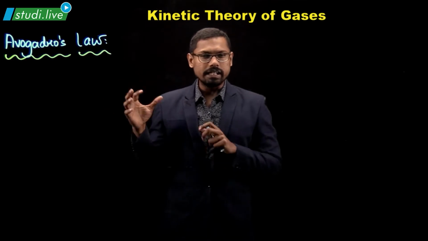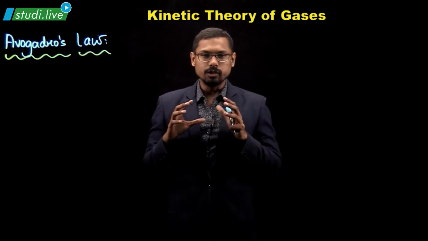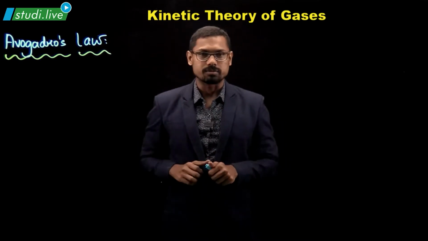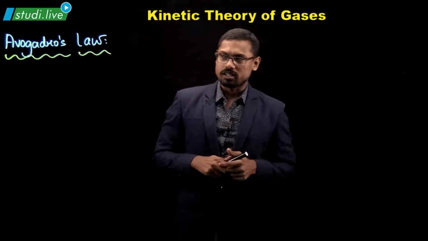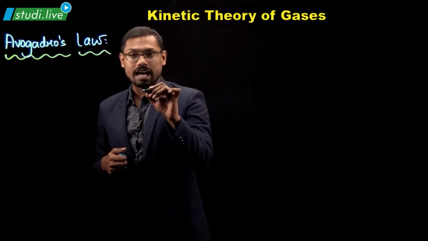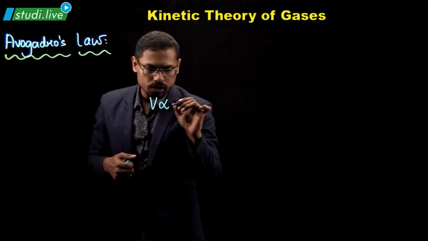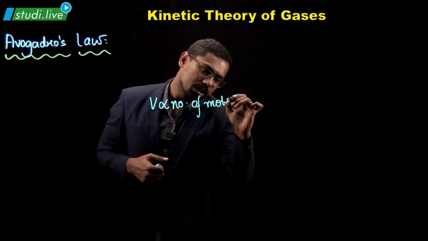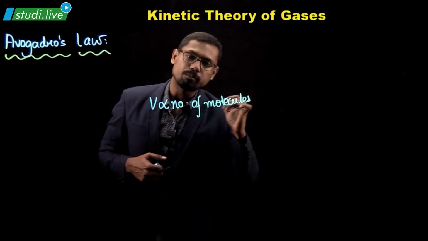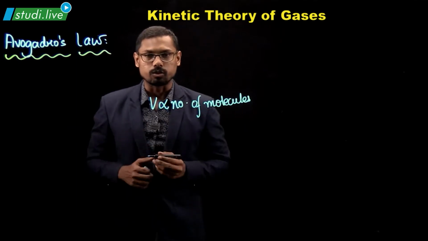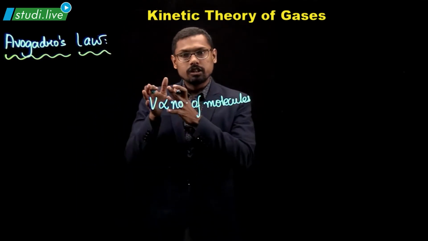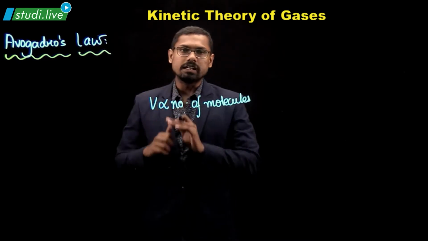Avogadro, in the year 1808, started working on this law, and he actually took a lot of time to create this. Avogadro's law simply says that the volume of gas is directly proportional to the number of molecules in the gas. That means if I increase the number of molecules, my volume of gas is going to increase. If I decrease the number of molecules, the volume of the gas is also going to decrease.